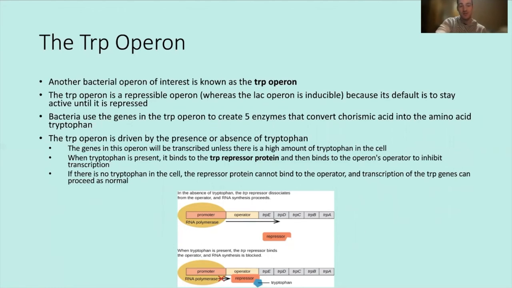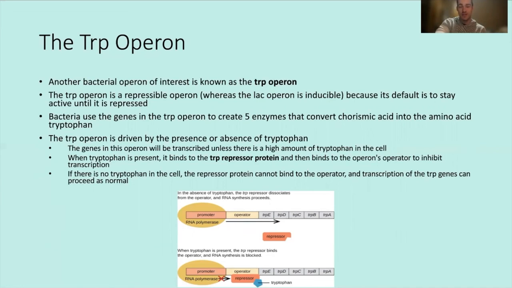So bacteria use the genes in the Trp operon to create 5 enzymes that convert chorismic acid into the amino acid tryptophan. And just like the Lac operon, we only really need to do this when the bacterial cell doesn't have tryptophan. So it's devised a way to efficiently create tryptophan when it needs it, and that is the Trp operon, which is driven by the presence or absence of tryptophan. So the genes in the operon will be transcribed unless there's a high amount of tryptophan in the cell.